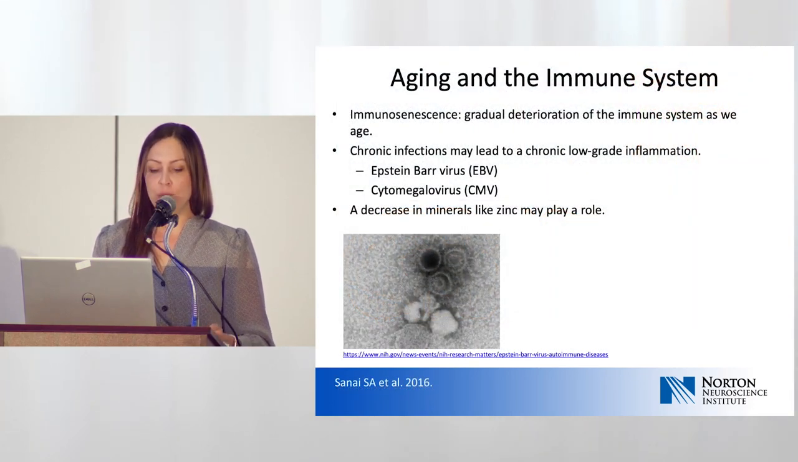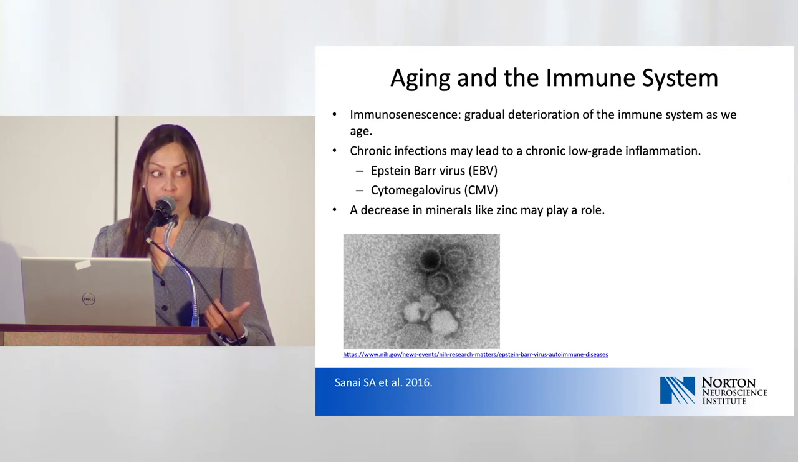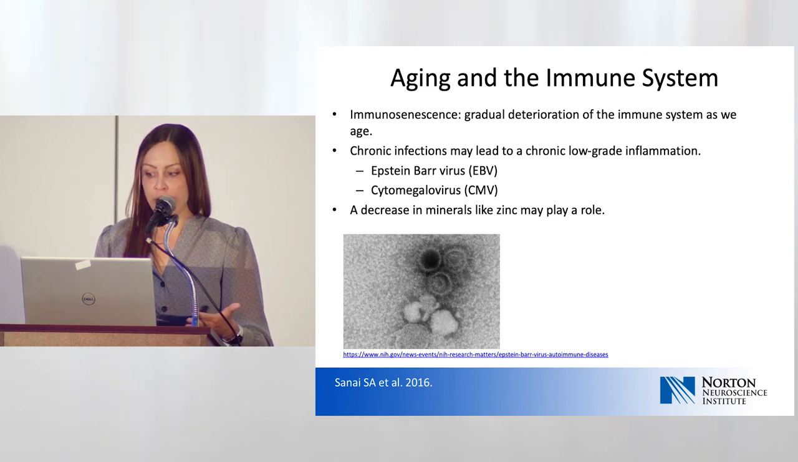What about aging in the immune system? When I think about the aging immune system, I think about something called immunosenescence. Immunosenescence is the gradual deterioration of the function of the immune system over time. This means a con is that you're more susceptible to infection as you get older. A pro is that if you have an autoimmune disease where your immune system is overactive, maybe it could calm down a little bit as you get older.